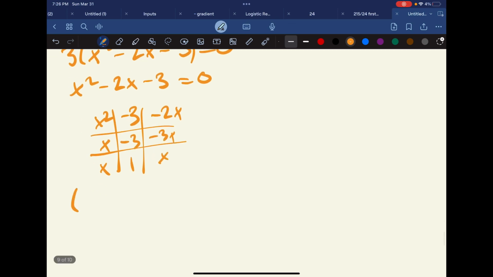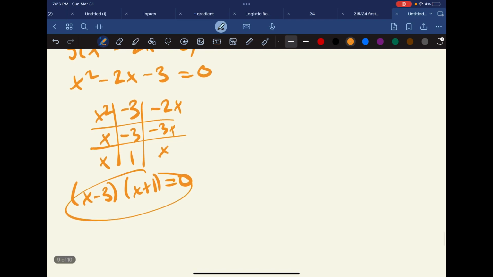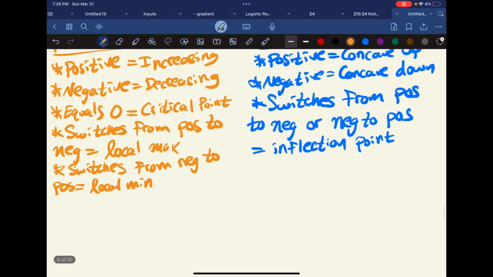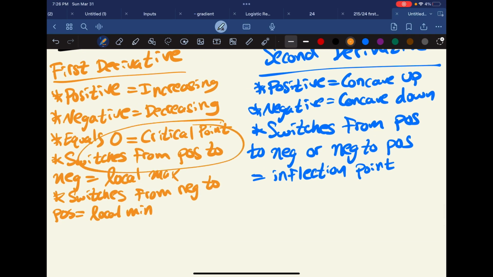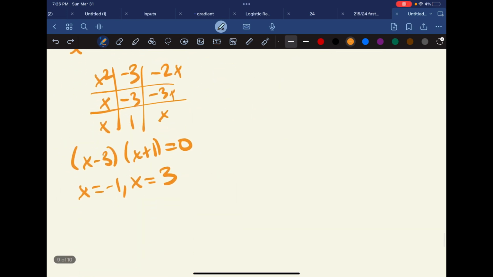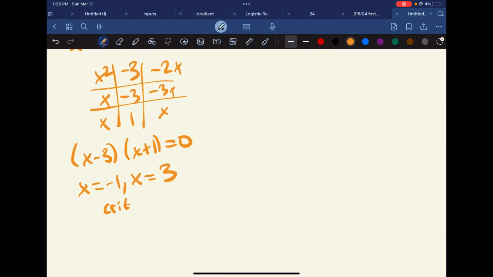So then this is going to factor to x minus 3, and then x plus 1 equals 0. And remember, this is still our first derivative, right? So what makes this 0? Well, that's going to be where x equals negative 1 or x equals 3. So those are going to be our two zeros for our first derivative. And if we look back here, well, equals 0, that's a critical point. So we can label these critical points.